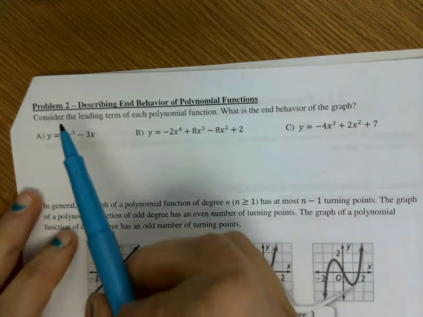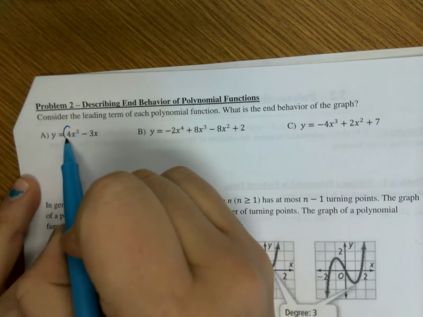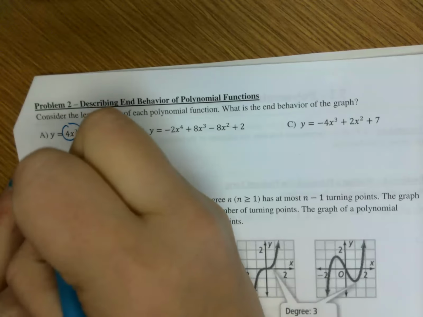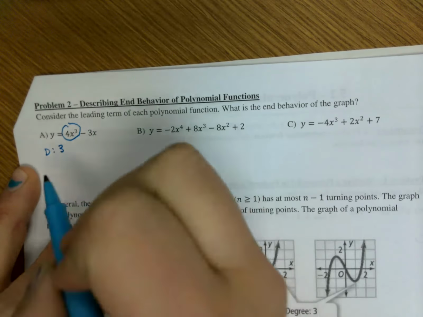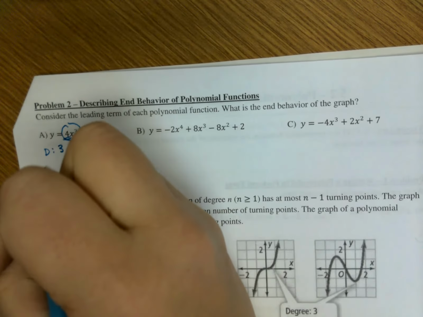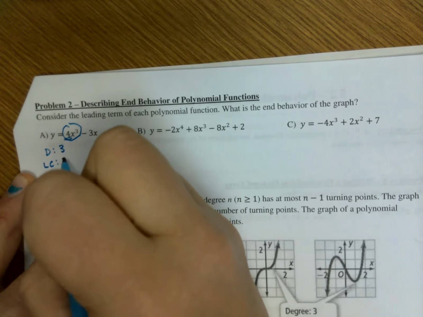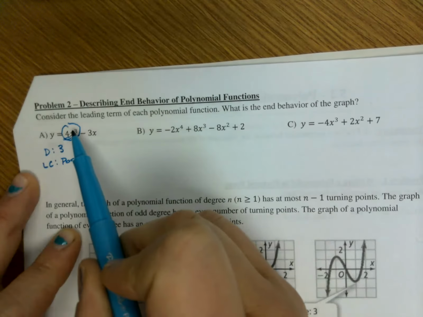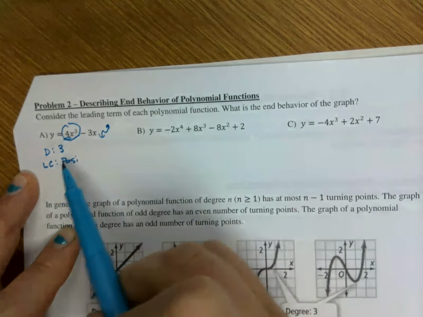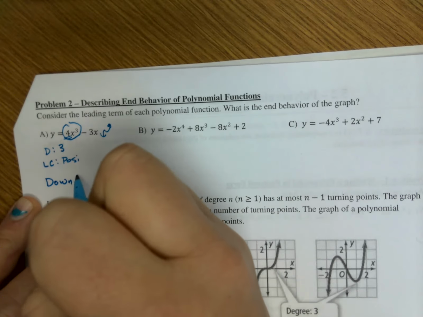So first I want to look at my leading term. Right here, this is already in standard form. This right here is my leading term, my highest degree. So my degree here is 3, and my leading coefficient, that 4, is positive. So if my degree is 3, remember, typically it looks like this. And because it's positive, it's going to stay just like this. So my end behavior would be down, up.